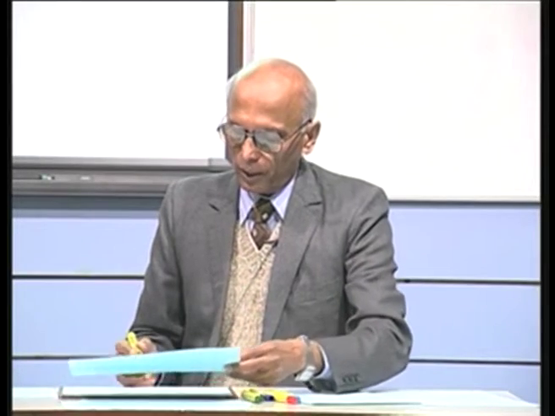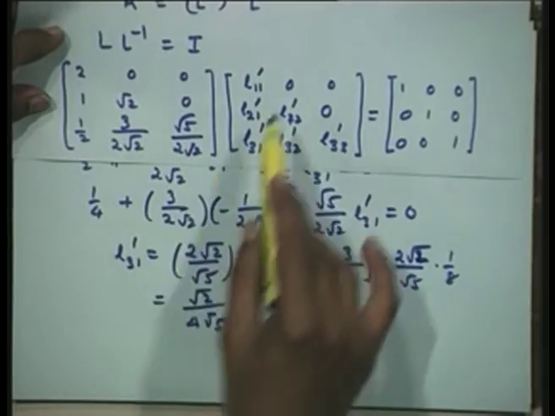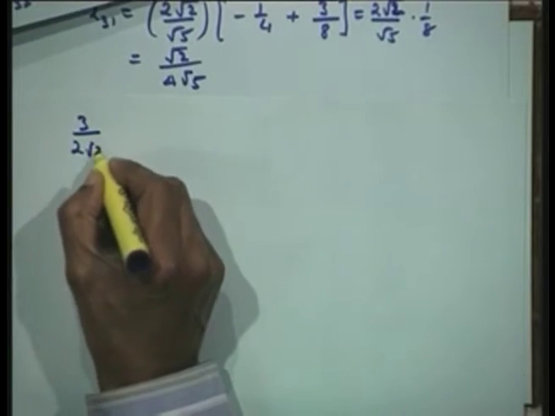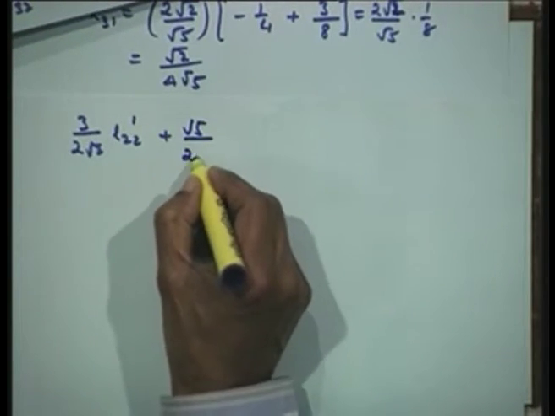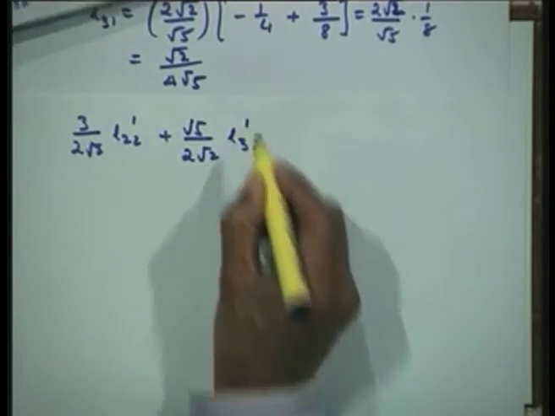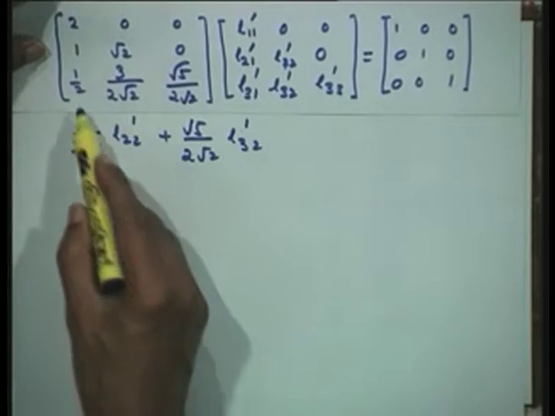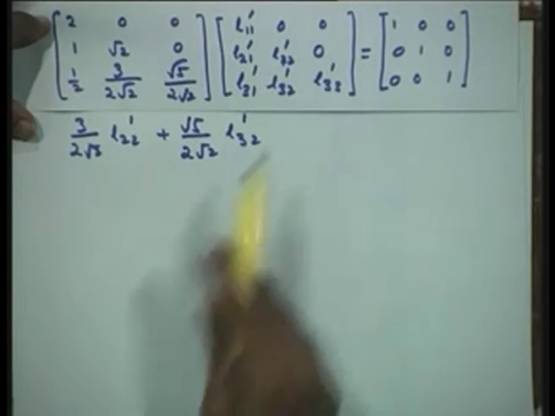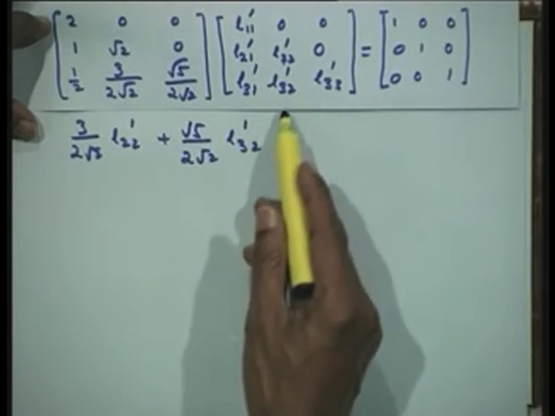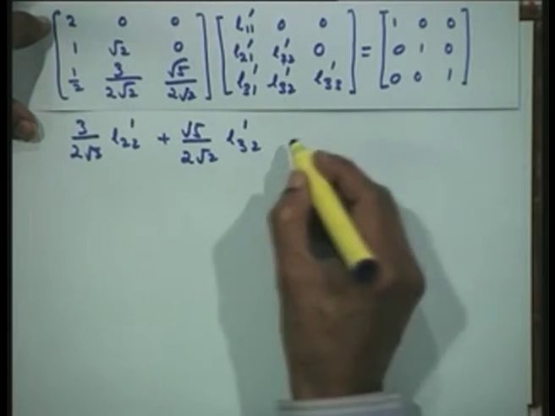Now to get the next element, I need to multiply this third row with the second column. So if I do that, I would get here, I am just writing this third row and the second column, that gives you 3 upon 2 root 2 L22 dashed plus root 5 by 2 root 2 L32 dashed. We are multiplying this row and this column, so what I would get here is 3 upon 2 root 2 into L22 dashed plus root 5 upon 2 root 2 L32 dashed, and this element should correspond to this, that is equal to 0.